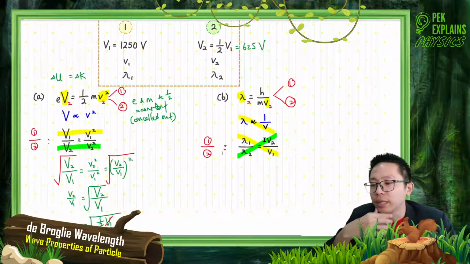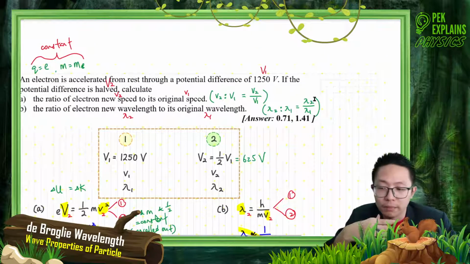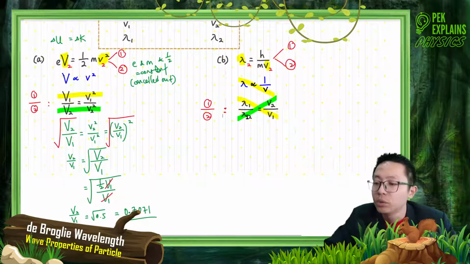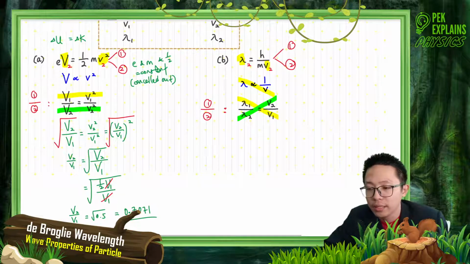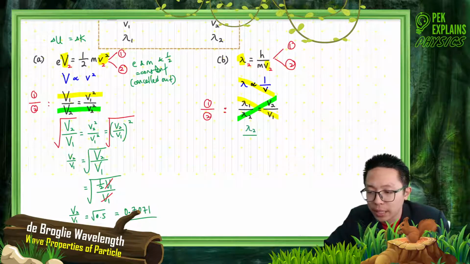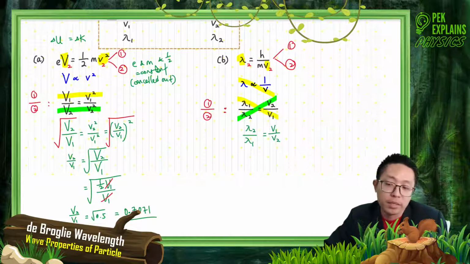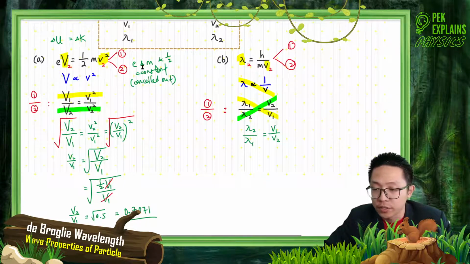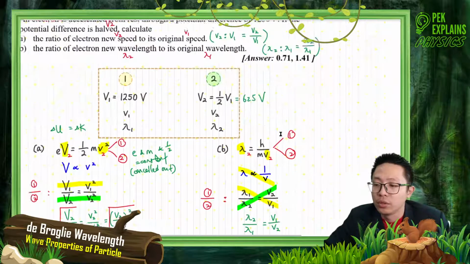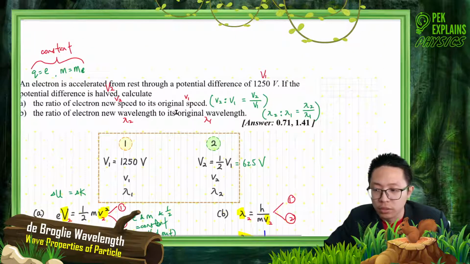Now I need the ratio of lambda 2 over lambda 1. This one is lambda 1 over lambda 2, so I need to rearrange. This one also invert, become V1 over V2. Remember, this is velocity, not the voltage. The question gives us the voltage, it doesn't give us the velocity, but the ratio of velocity you already get from A.